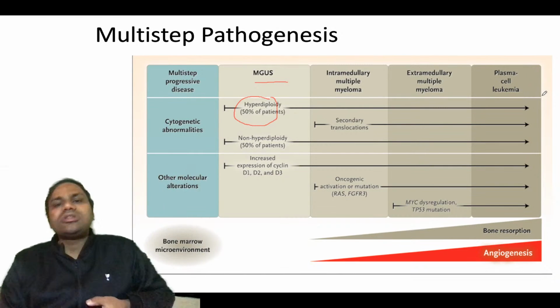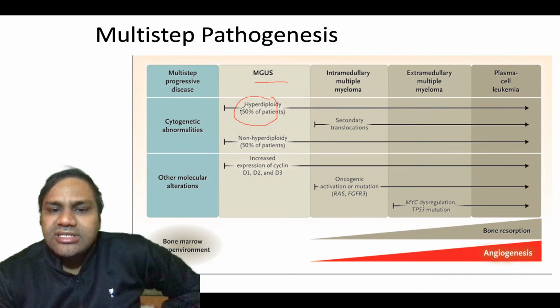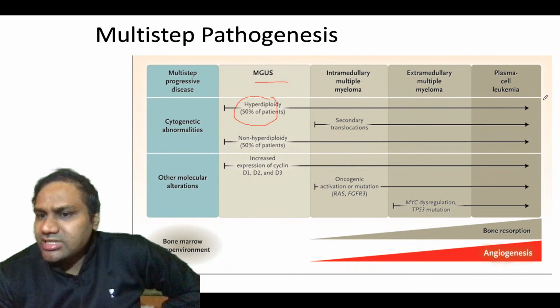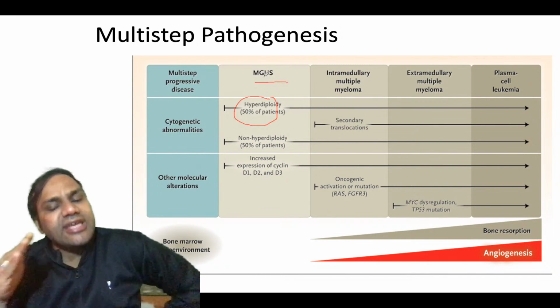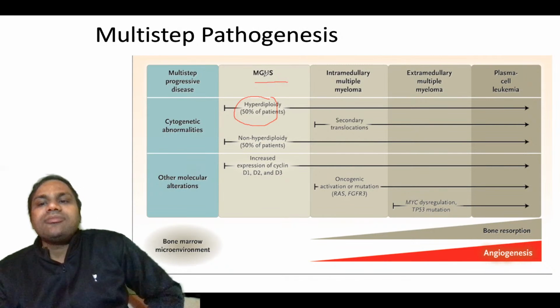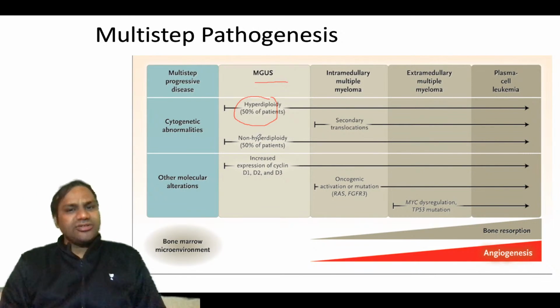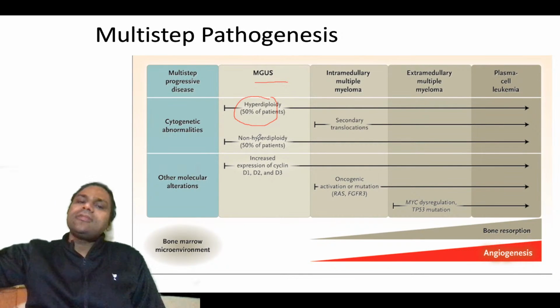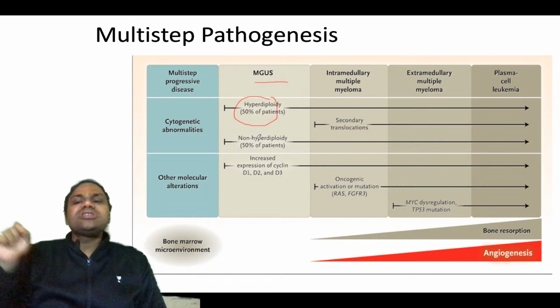It comes through MGUS. And this hyperdiploidy, which is present from MGUS to plasma cell leukemia in each and every stage, proves that MGUS is a pre-malignant condition which can convert itself into plasma cell leukemia. Basically, for non-hyperdiploid malignancy, we have talked about the 11-14 translocation, the 4-14 translocation, and the 14-16 translocation.